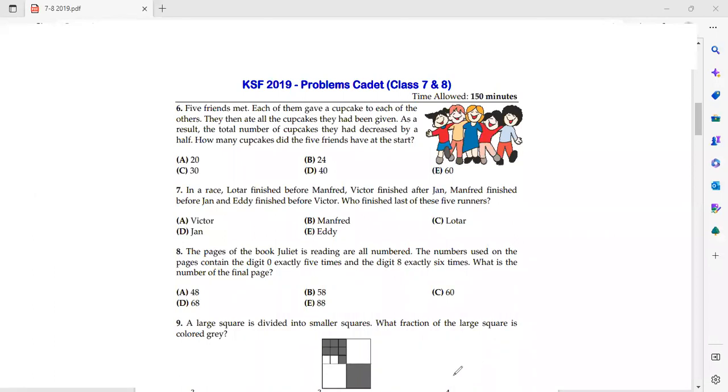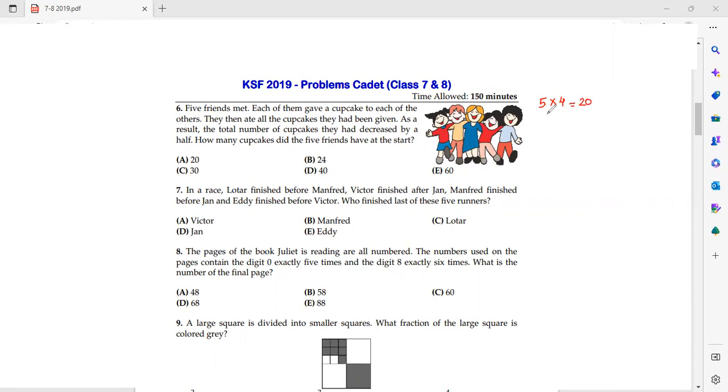Now let's read question number 6. 5 friends met. Each of them gave a cupcake to each of the others. They then ate all the cupcakes they had been given. As a result, the total number of cupcakes they had decreased by a half. How many cupcakes did the 5 friends have at the start? So there were 5 friends, and each of them gave each other cupcakes. So 5 friends times 4, so you get 20.